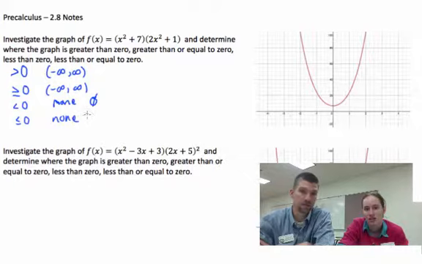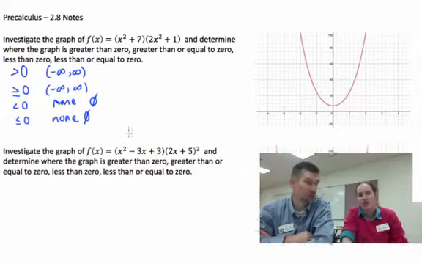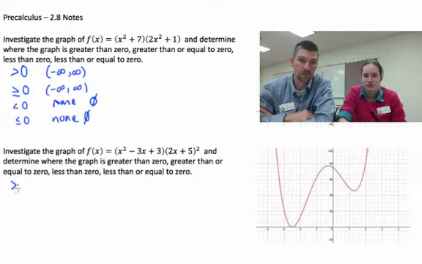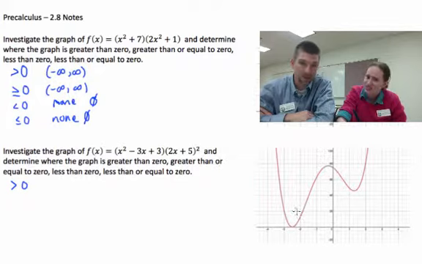All right. That was a fun one. How about this one? X squared minus 3x plus 3 times 2x plus 5 squared. Where is the graph greater than 0? I sense some factoring in our future. Really? Yeah, because don't we want to figure out exactly where that crosses the x-axis there?